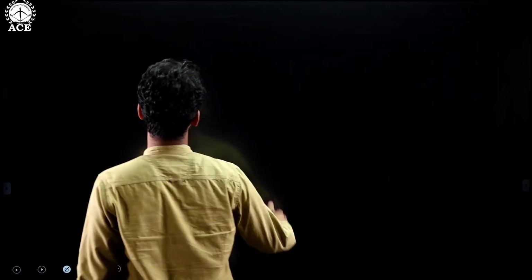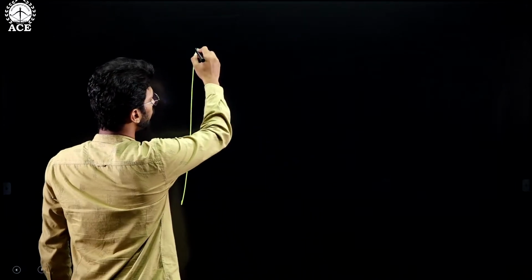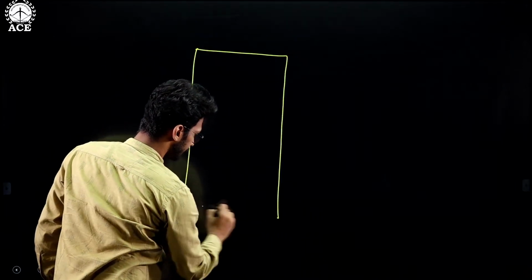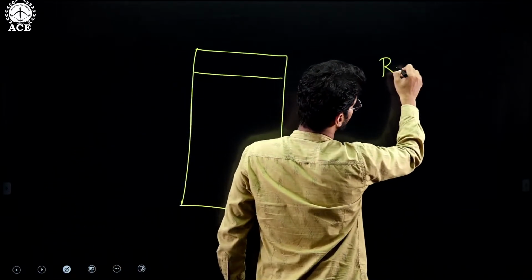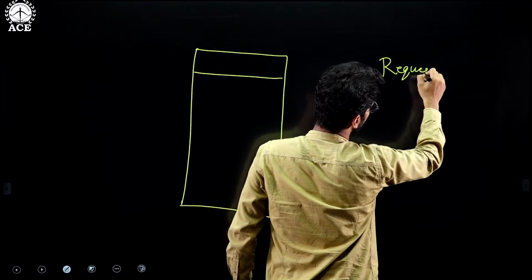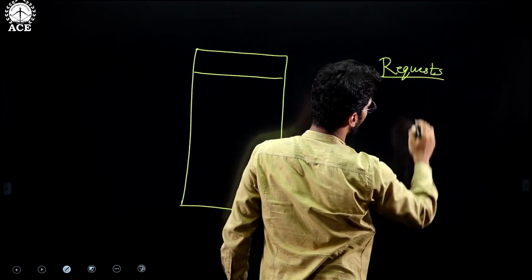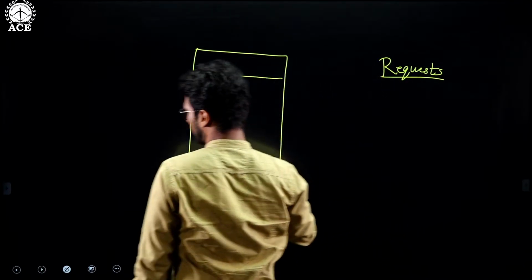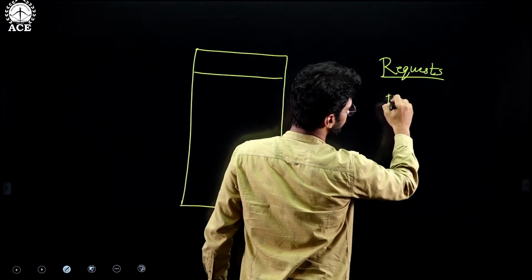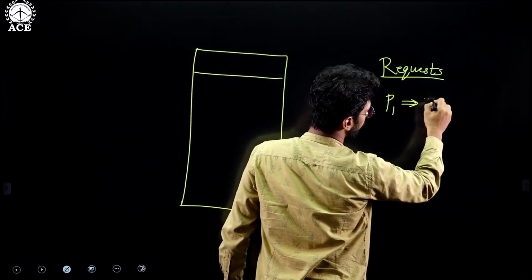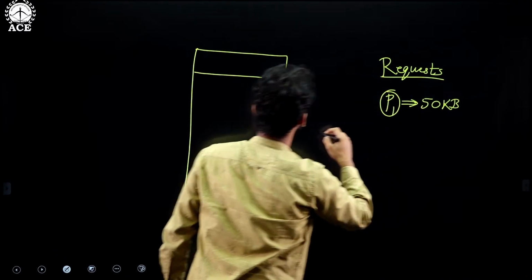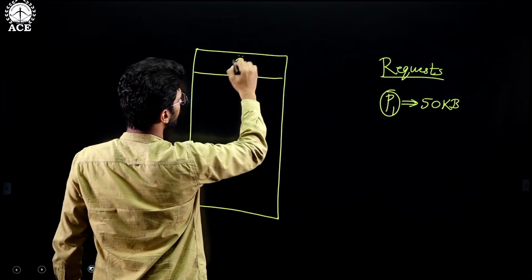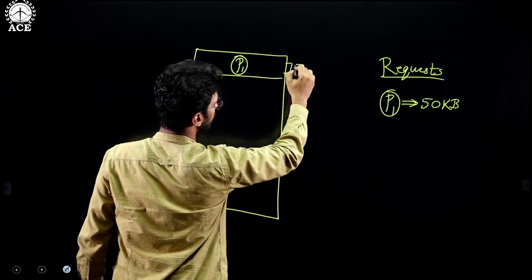If you have a look at this, I'll draw it fast. This time I'll draw it fast. Let's say process requests. I'll draw a rough diagram. Let's say the requests are: process P1 requests 50 KB. P1 of size 50 KB is requesting. So we'll make a slot for P1 in the memory of size 50 KB.